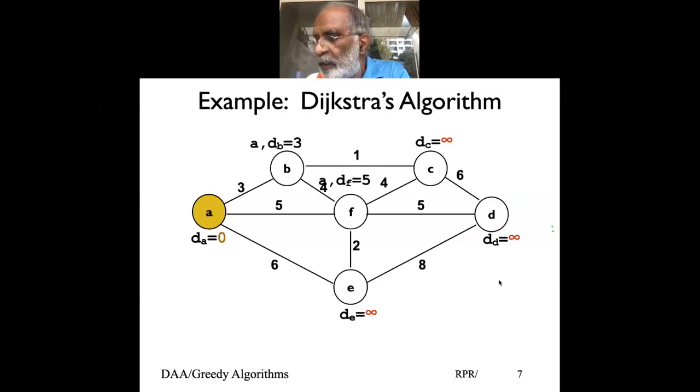Similarly, now we look at E. The current cost is infinity, but from A, 0 plus 6 is 6. So we set the cost of E to 6.